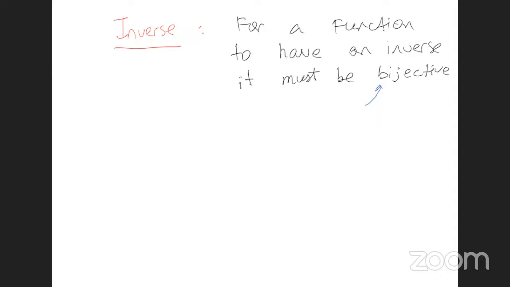It means that it's both one-to-one, or injective, and surjective. So you have to show that it's both of them before you can find the inverse.